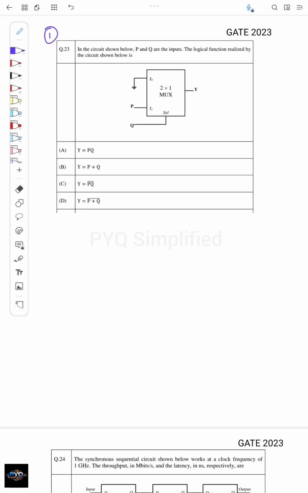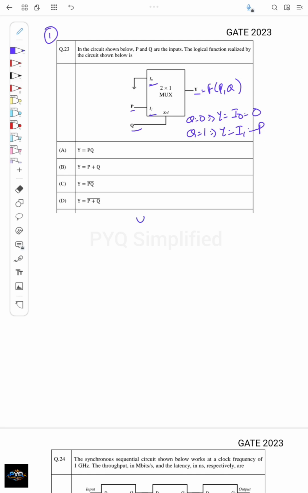In the circuit shown below, P and Q are the inputs, and here Y is the output. The logical function realized by the circuit shown below is, so I need to find Y in terms of P and Q. Here Q is the select line. So when Q is equal to 0, the output Y will be equal to I0, that is equal to 0. And when Q is equal to 1, Y will be equal to I1, and that is equal to P.